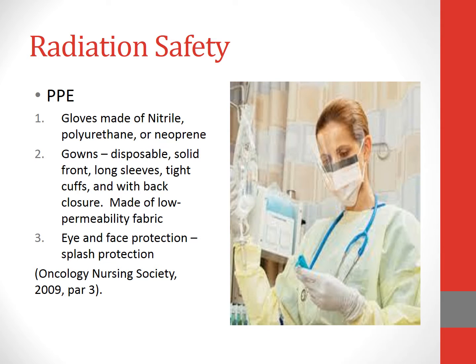Radiation safety. As part of the Oncology Nursing Society, they give these guidelines. This is your PPE that you're required to have. You're required to have gloves made of nitrile, polyurethane, or neoprene, gowns that are disposable with a solid front with long sleeves, tight cuffs, and a back closure. It needs to be low permeability fabric, and you need to have eye and face protection for splash protection from the chemo. Everyone in the room also needs to have this, not just yourself.